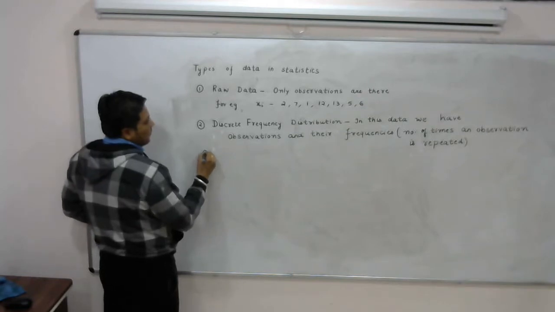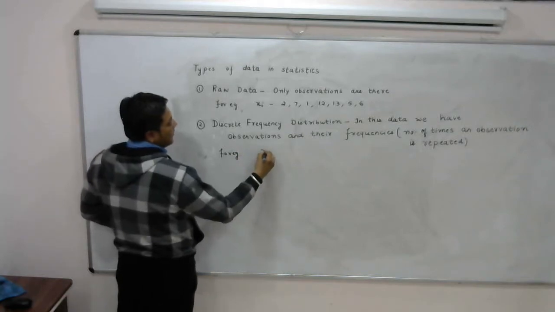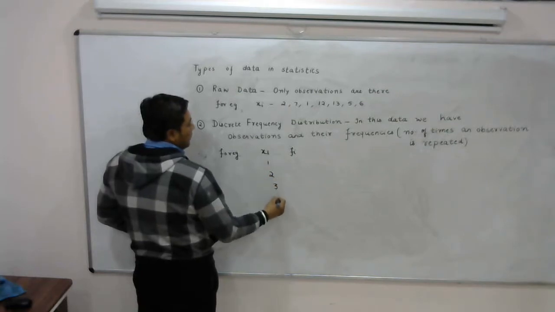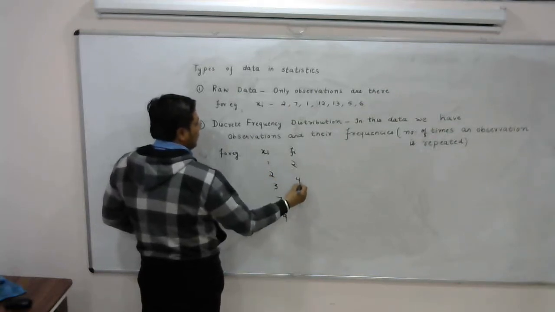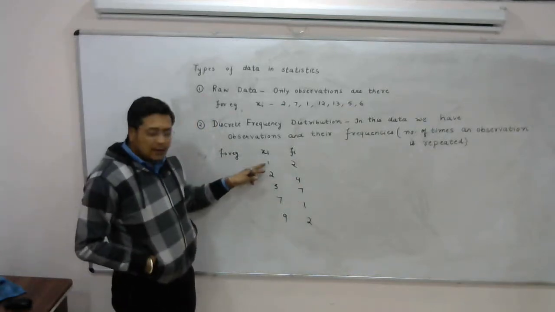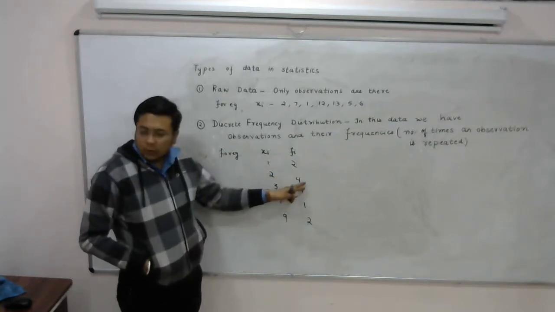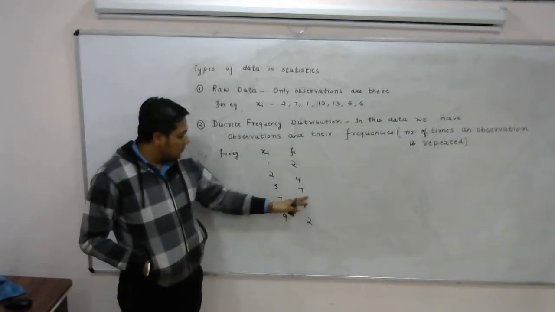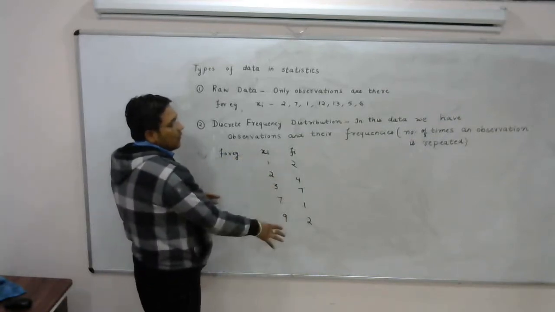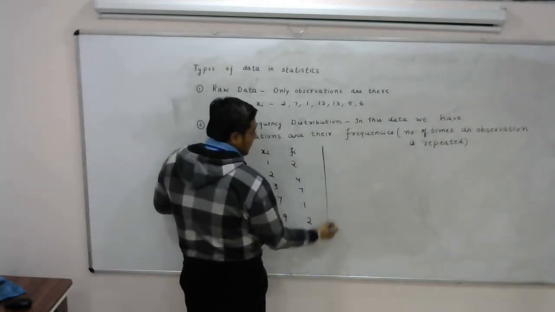Third is, you can see an example, for example, an xi, fi table will be given to you, say xi: 1, 2, 3, 7, 9 and fi: 2, 4, 7, 1, 2. So what this means is that observation 1 is coming 2 times, 2 is coming 4 times, 3 is coming 7 times, 7 is coming 1 time and 9 is coming 2 times. This data, as seen from the raw data point of view, will look like this.